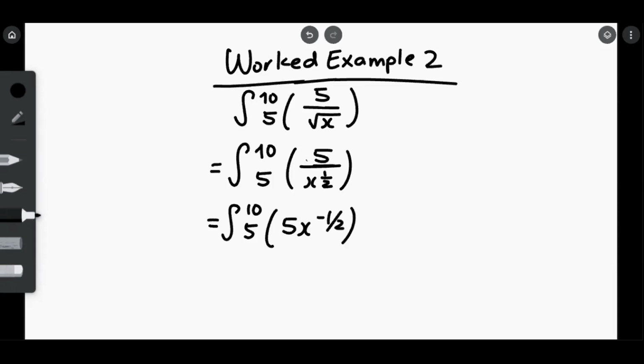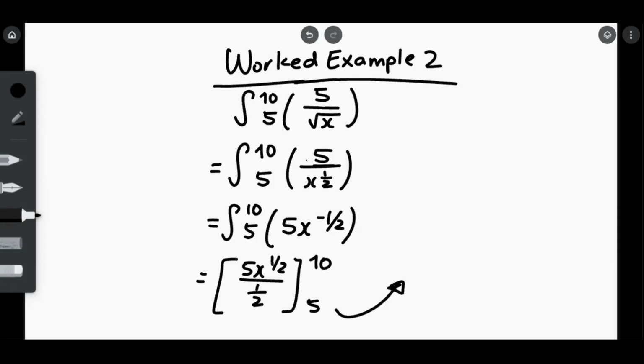So therefore, when you do your integration, because it's definite, you put a square bracket so that you understand that whatever I'm going to put inside is actually my integration. So it will be 5x to the power of half divided by half, close the bracket, 10 and 5. The values of x you put here, signifying that you are ready now to sub in the x.